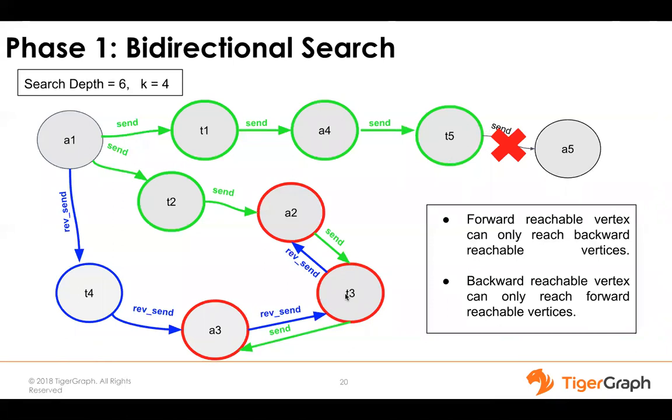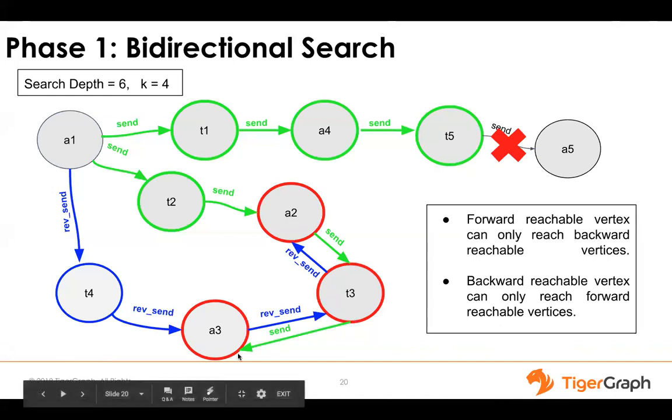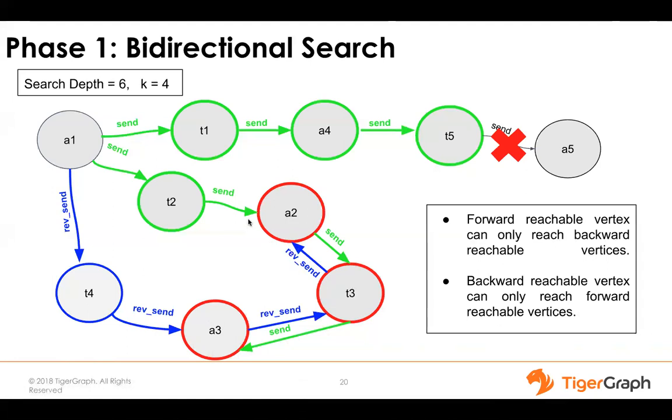And look here, T3 previously is both forward and backward reachable. So it continues to go through the forward edge, the send edge, to A3, the account, and marks it as forward reachable. So A3 becomes another valid vertex. We mark it red. And T3 can also go through the reverse send edge to A2, so that it marks A2 as a valid vertex. In this way, we can mark all the valid vertices along the loop until the last iteration, when we go back to A1.